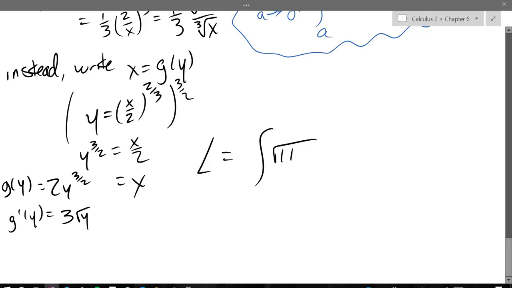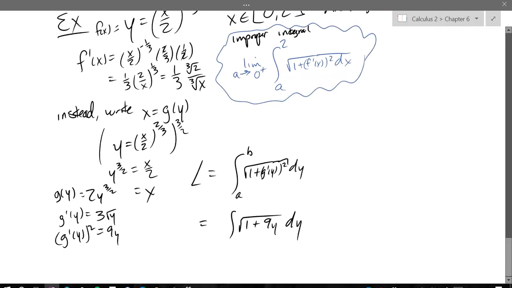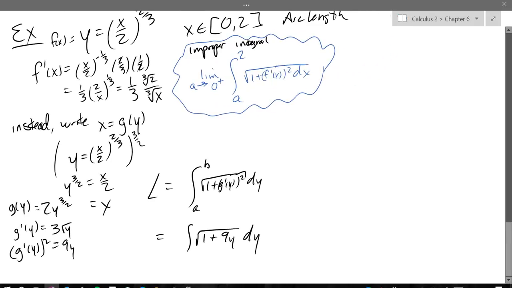So the integral of the square root of 1 plus g prime of y squared, dy, from a to b. Root 1 plus, I'm going to go ahead and square g prime over here. Squared is 9y. So I did something wrong.